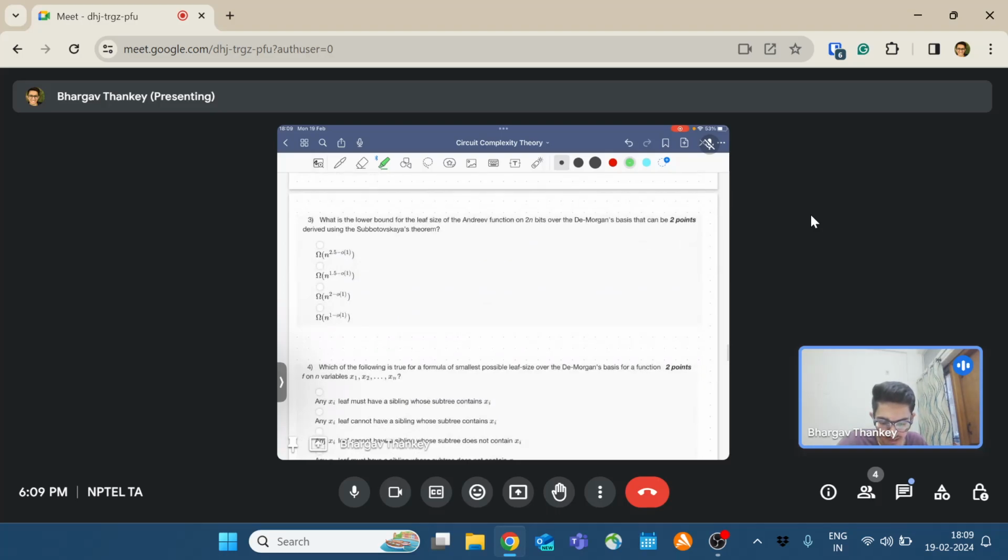So the next problem is, what is the upper bound for the leaf size of Andreev's function on 2n bits over the De Morgan's basis that can be obtained from Subbotovskaya's theorem? n to the 2.5 minus o(1), n to the 1.5 minus o(1), n squared minus o(1), and n to the 1 minus o(1). So which of these is correct?